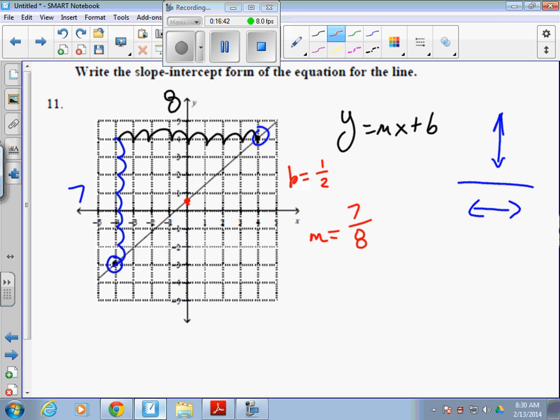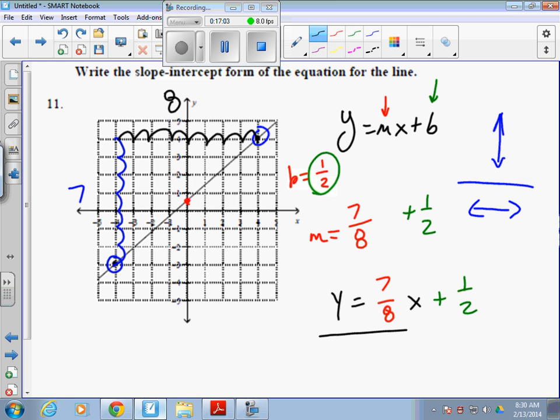Now you do it just like number 10. Y equals mx plus b. Where m is, we're going to plug in 7/8. Where b is, we're going to plug in 1/2. It's positive 1/2, so we'll put plus 1/2. The rest of it will stay y equals mx plus b. 7/8x plus 1/2.